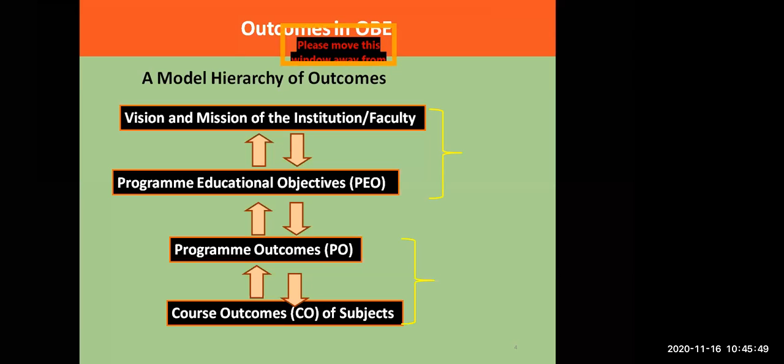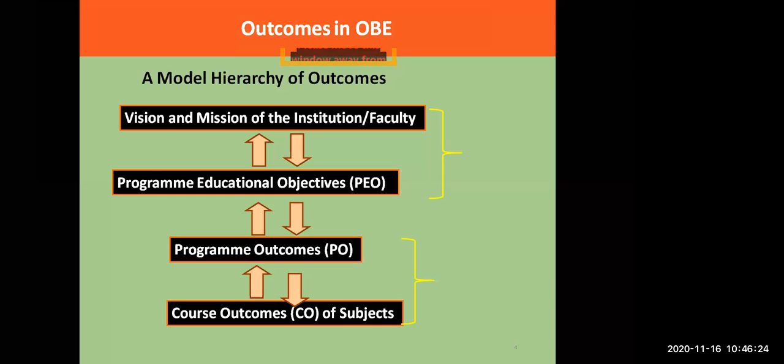So if you see, there are two sets of arrows in this figure. One is going up and second is going down. It says that when we have to define the vision, mission of the institute, program PEOs, POs and COs, we go from top to bottom. That means we first define the vision and mission of the institute. From that you derive the program educational objectives. From that you derive the POs, program outcomes. From that you derive the course outcomes.